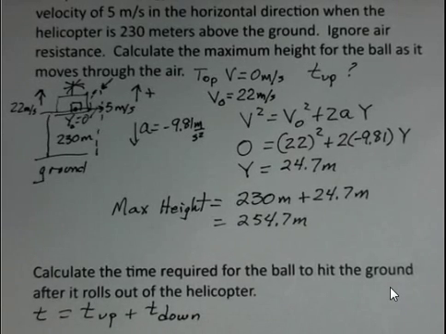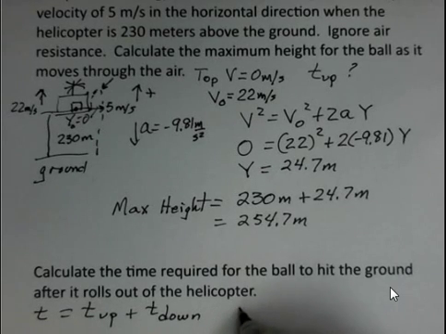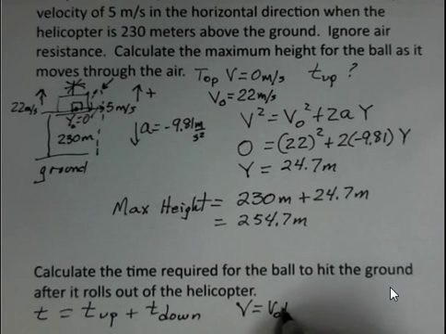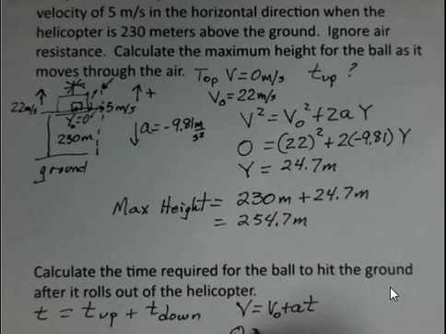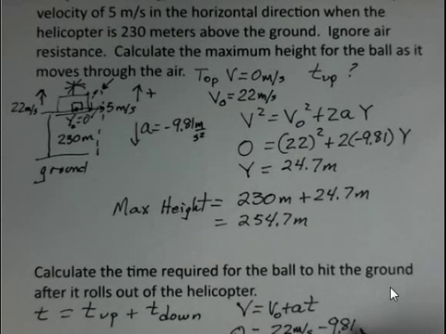So, the time to go up and the time to come back down. To do the time going up, I'm going to use this kinematic equation, v equals v naught plus at. At the top of the motion, the velocity is 0. We started at 22 meters per second. The acceleration is minus 9.81 meters per second squared.